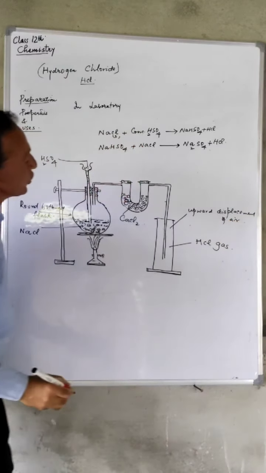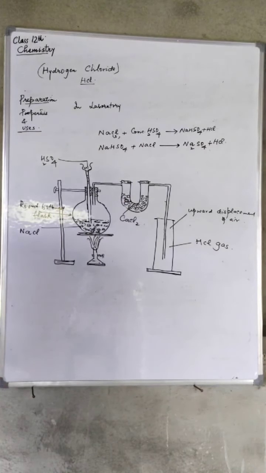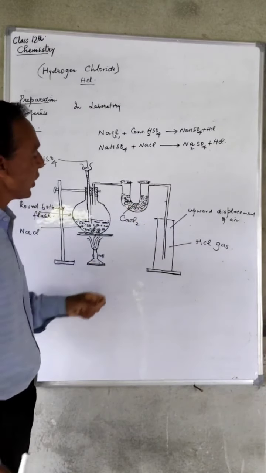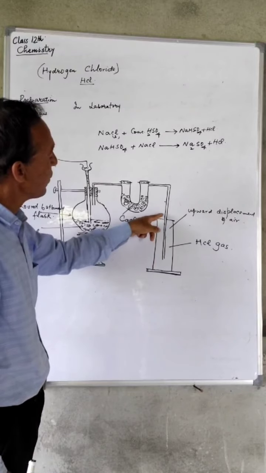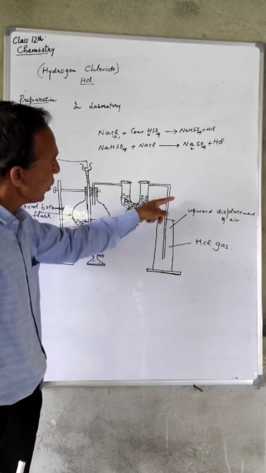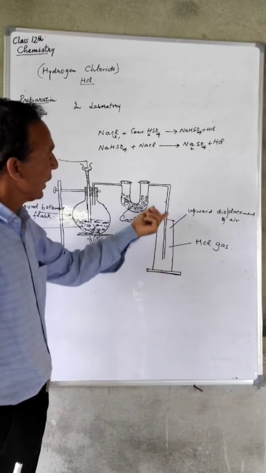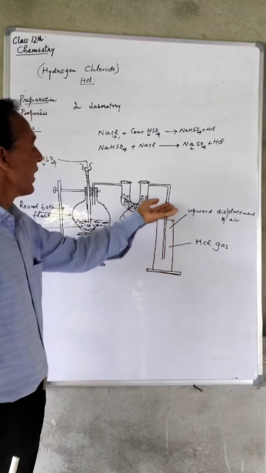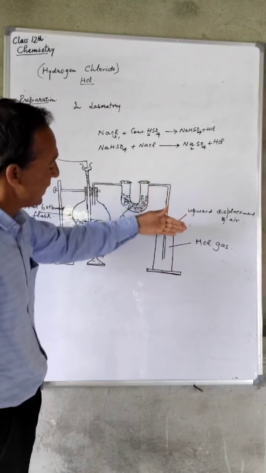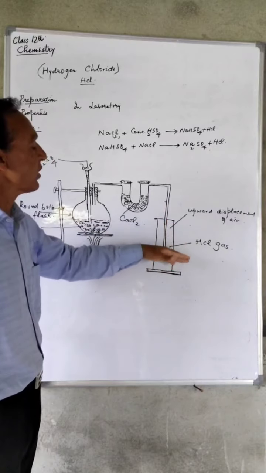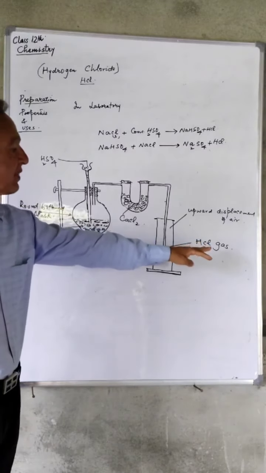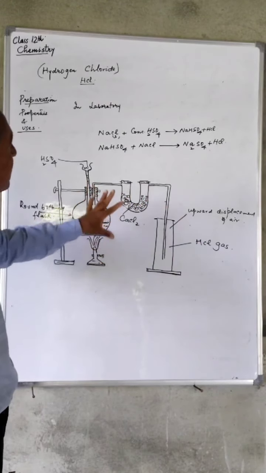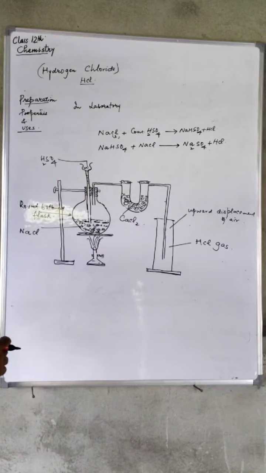So, what do we mean by the upward displacement of air? This HCl gas is heavier than air. The mouth of the gas jar is upward, so the air, which is lighter than HCl, goes out, and HCl gas collects from the bottom. So we prepare HCl gas by this technique in the laboratory.